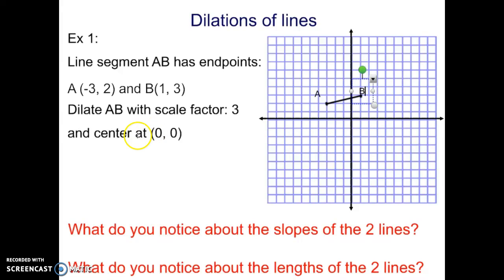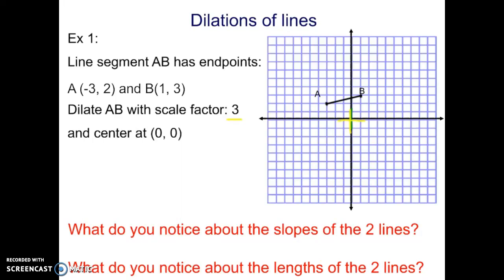So we're going to dilate from the center being at 0, 0. So I'm going to draw a new axis, kind of like our Back to the Future axis. It's going to be green. Actually, maybe I should make it yellow. It might be easier to see. This is my new axis. This is where I'm dilating from. In this case, it's the same as the origin, and my scale factor is a 3. So every point is going to move 3 times as far from the origin.